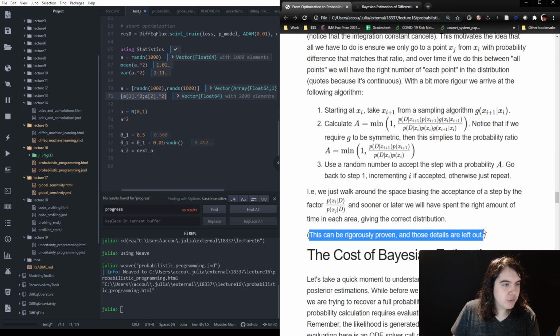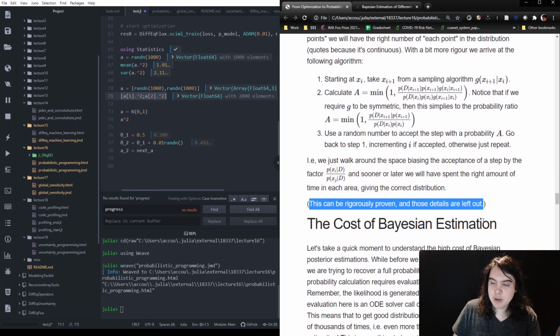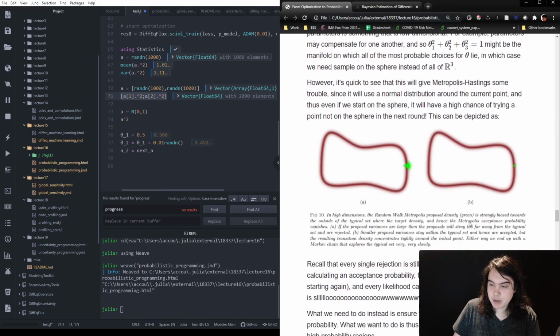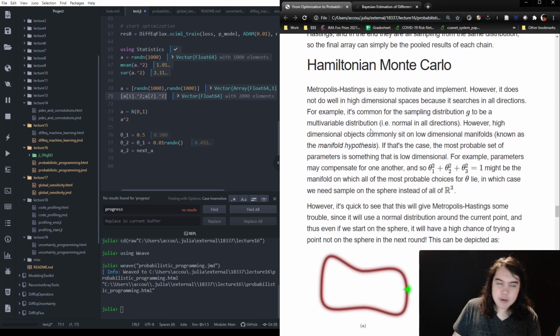Now, actually proving that this gives you samples according to the probability distribution that you're looking for is much more difficult to prove. But it's at least understood and well motivated, right? But this algorithm itself does not scale well to very high dimensions. So to understand that, understand that the probability of having a value is not necessarily going to be a nice point cloud. So let's say parameters might compensate for each other.